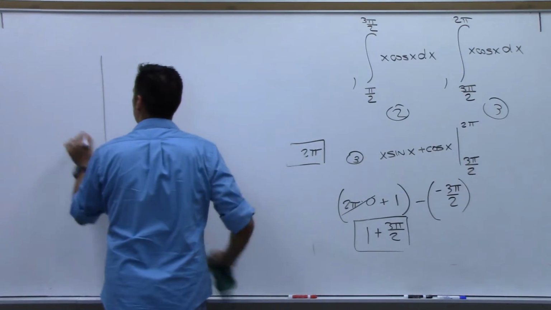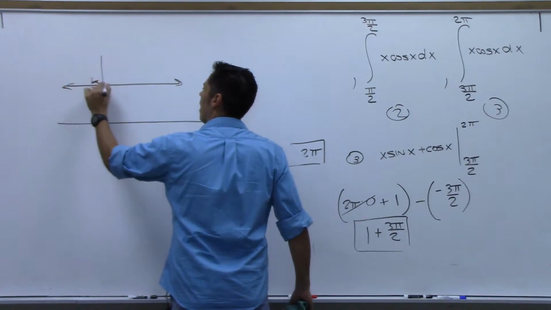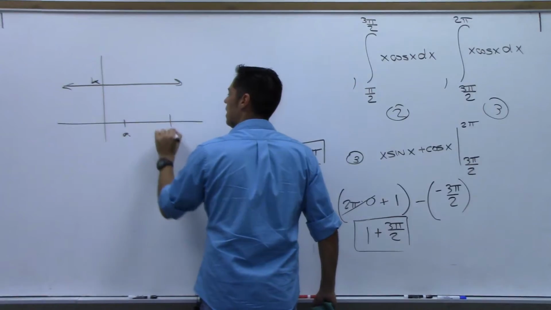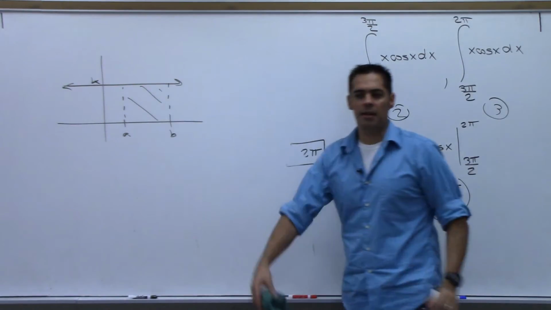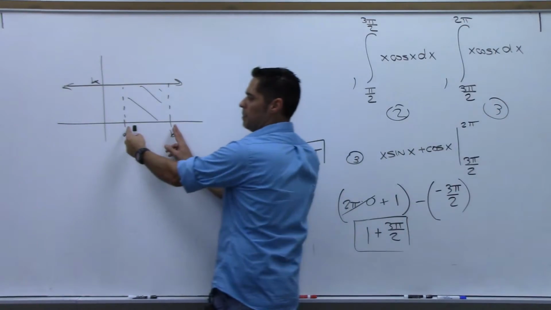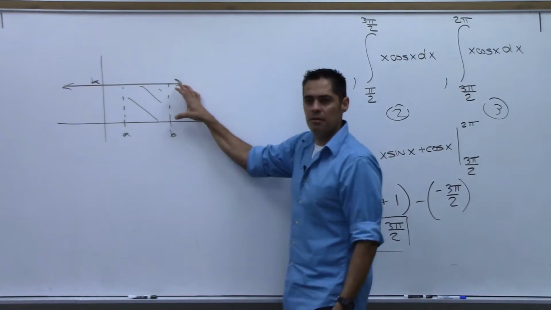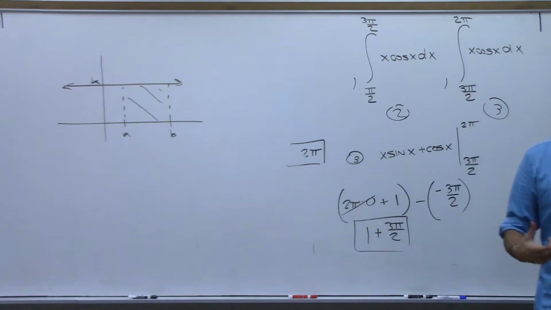So you have a constant function. Here's the constant function, k. That's how high it is off the ground. You integrate from a to b. You want to know this area? Well, you can do that without any calculus, can't you? You know how wide it is. It's b minus a. You know how tall it is. It's k. So it's k times b minus a.